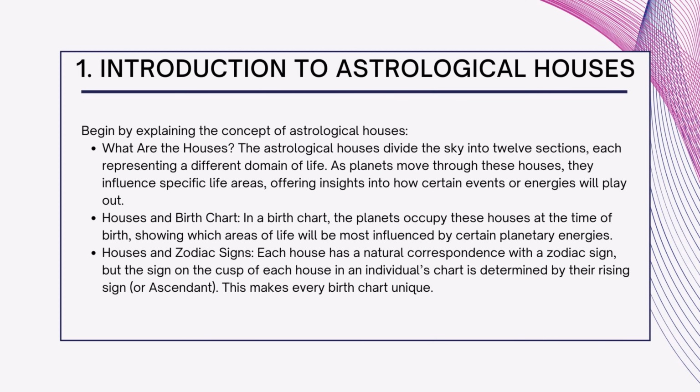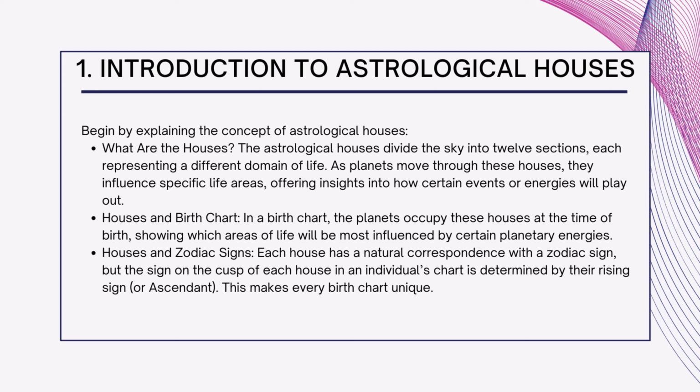1. Introduction to Astrological Houses. Begin by explaining the concept of astrological houses. What are the houses? The astrological houses divide the sky into 12 sections, each representing a different domain of life. As planets move through these houses, they influence specific life areas, offering insights into how certain events or energies will play out.